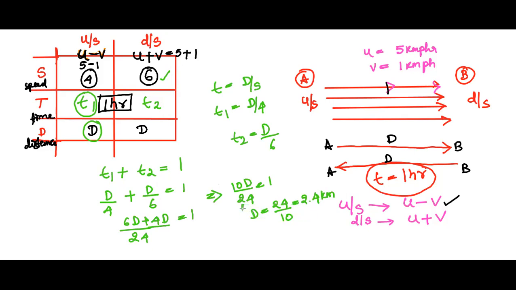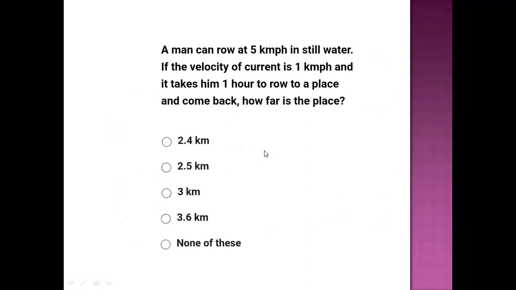See here how simply we have solved this. You can see here, this is D. So D is equal to 2.4 kilometers. Therefore the answer is 2.4 kilometers. Okay, this is the first question. So what is the answer here? The answer is option A, that is 2.4 kilometers.